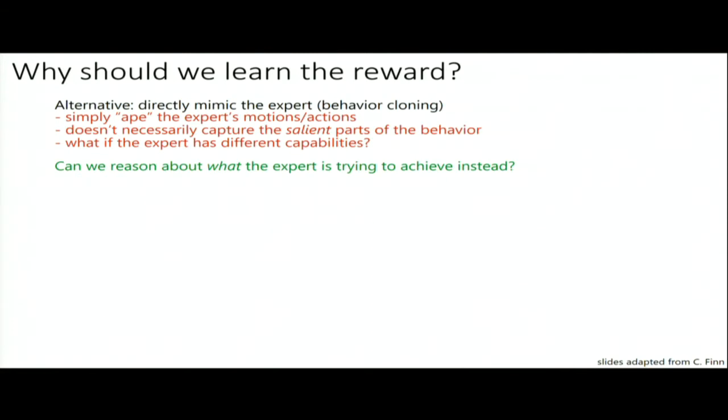So if we can reason about what the expert is trying to achieve instead, then we can perhaps do a better job of generalization, capture the aspects of the task that are most salient, and also be able to transfer to things like different capabilities in different domains. And this is something that people actually do very naturally.